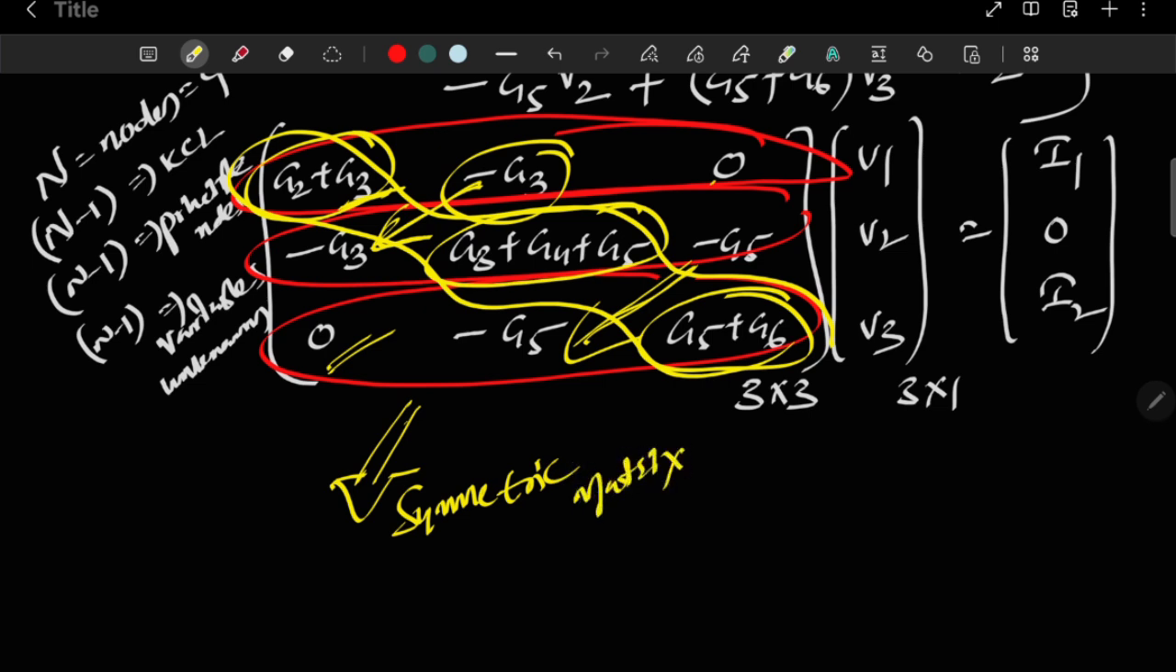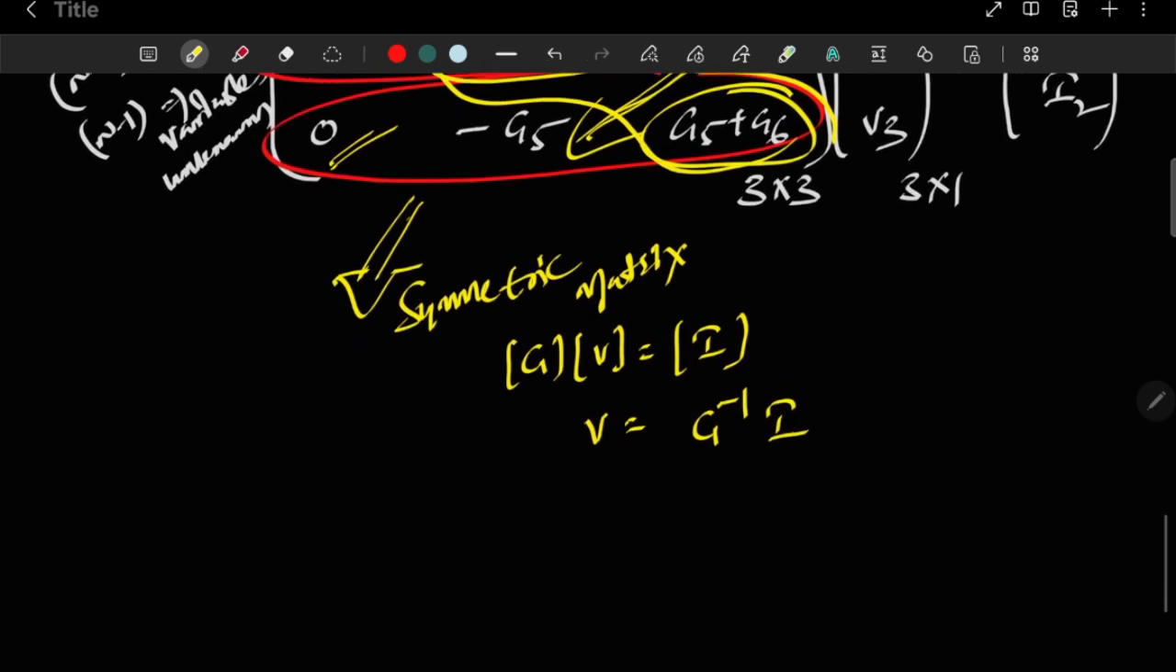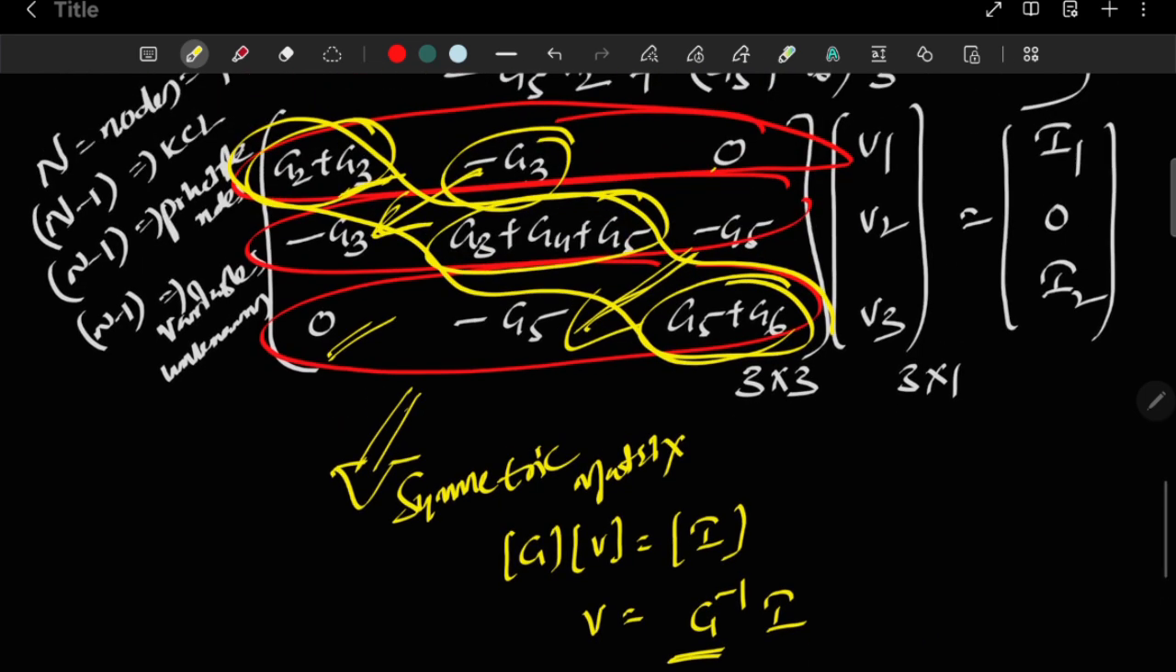So you can directly write this matrix instead of writing the equations. Then what we actually need to calculate is V1, V2, V3. This entire thing we can write simply as matrix G and column vector V is equal to column vector I. As we need V, it is equal to G inverse into I. In the matrix form, if you know how to calculate the inverse of the matrix and multiply with I1, I2, I3, you will get the node voltages V1, V2, V3.